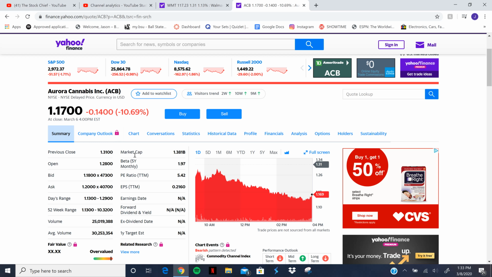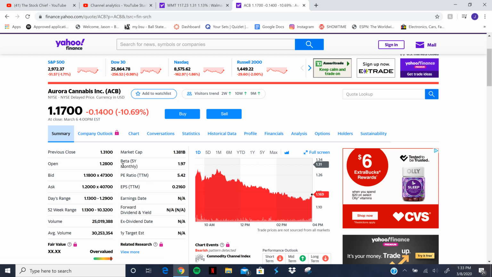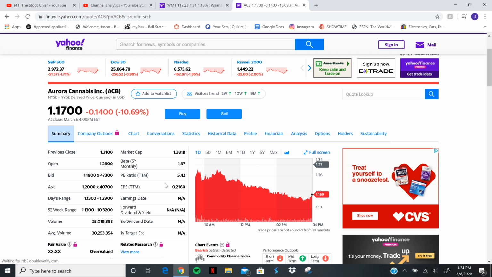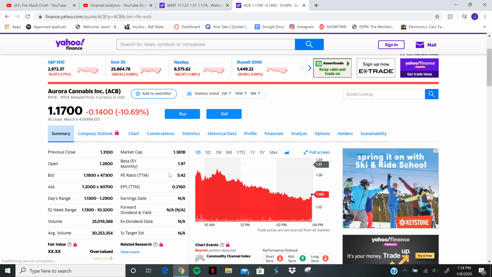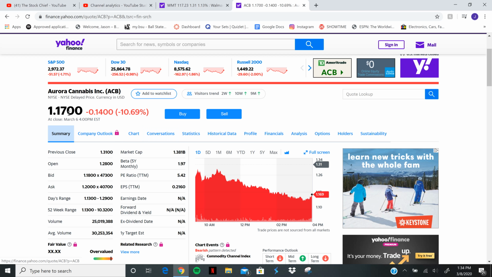You scroll down below market cap and you find the beta of 1.97. So this stock is almost twice as risky as being involved in the stock market in general. If you have an S&P 500 index fund or mutual fund, something that mirrors the stock market, that would be a coefficient of 1. This has a coefficient of 2. So clearly, Aurora Cannabis is a very risky stock to be involved in.